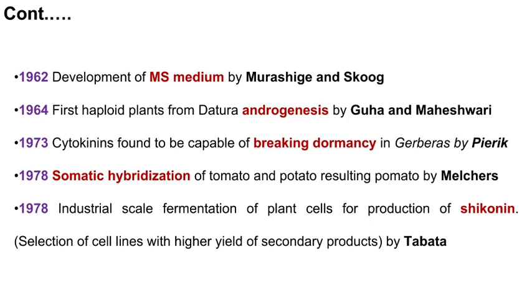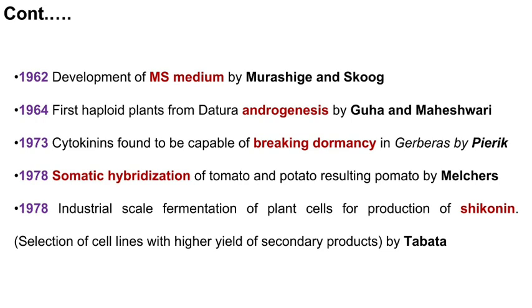In 1964, first haploid plants. The haploid plants were produced from Datura through the process of androgenesis by Guha and Maheshwari. They are the Indian scientists who first introduced this haploid production. So this is a very important thing. You have to remember that the androgenesis process was first introduced by Guha and Maheshwari in the Datura plant.